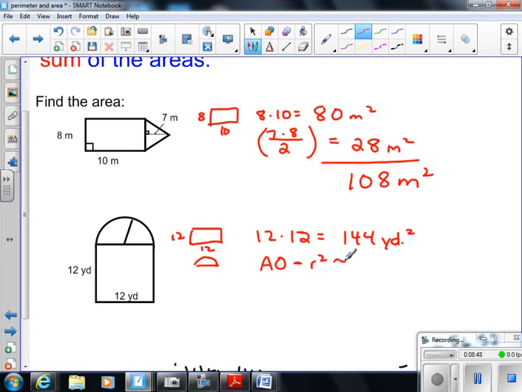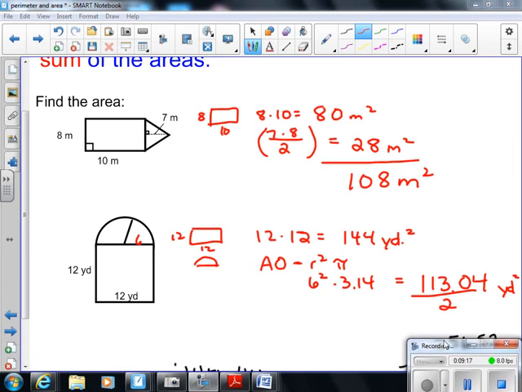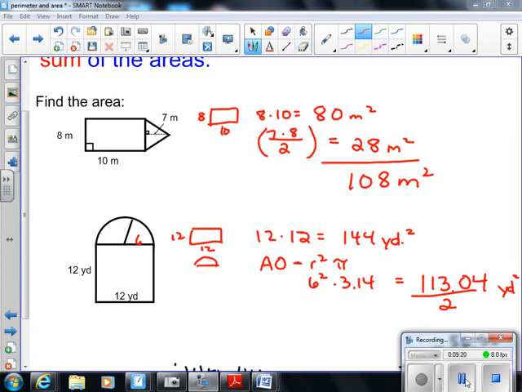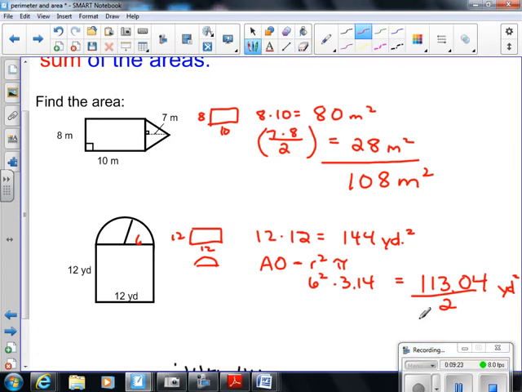Radius squared times pi. So the radius is going to be 6. So I have 6 squared times 3.14. Thumbs up if you agree with that. Okay, what do I still need to do with this circle? Okay, divide it by 2 or divide it in half, and what do you come up with? Okay, you get 56 and 52 hundredths.